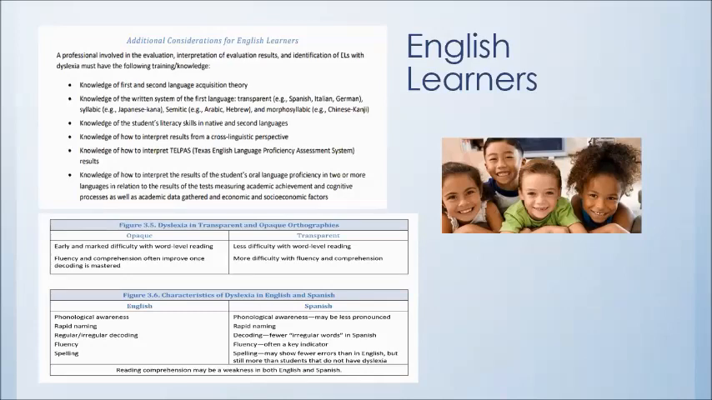Another item to consider is the orthographies of the language. For example, if it is opaque or transparent. English is usually opaque. Many early reading and spelling behaviors for English learners resemble those of readers with dyslexia. It may take several years for these similarities to fade even after intensive English as a second language instruction.